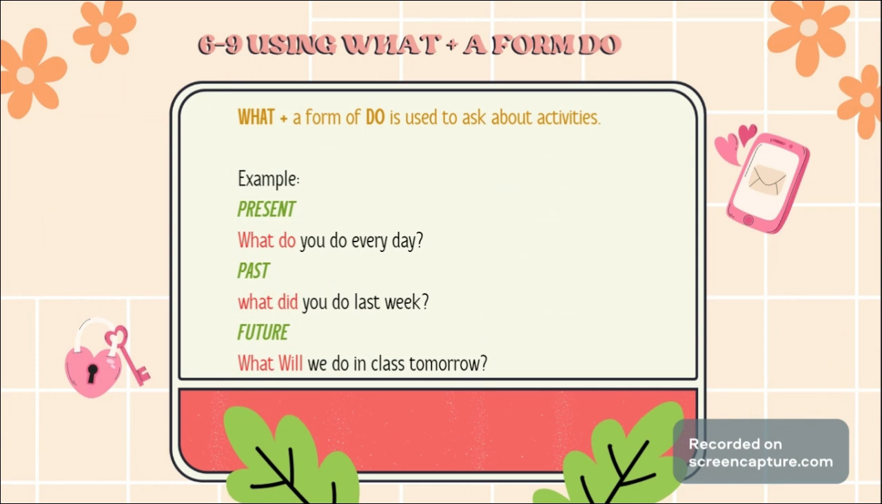Next, using what plus a form of do. What plus a form of do is used to talk about activities. For example: what do you do every day? Every day means present habits. And for past: what did you do last week? "Last week" and "did" mean the event has happened in the past. And for future: what will we do in class tomorrow? "Will" and "tomorrow" indicate that the event is planned to happen in the future.